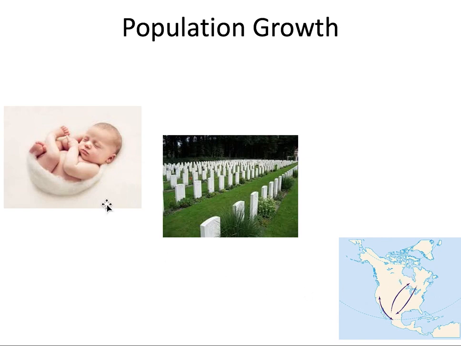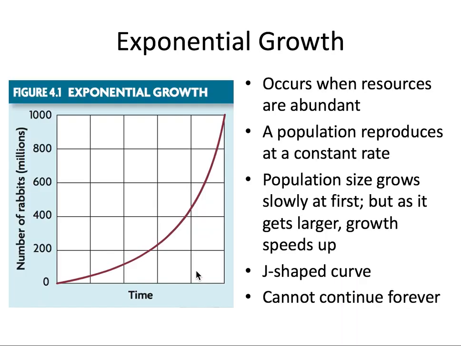As long as birth rate is larger than death rate and immigration is higher than emigration, a population will grow. If the opposite is true, if the death rate is higher than the birth rate or emigration is higher than immigration, the population will shrink.